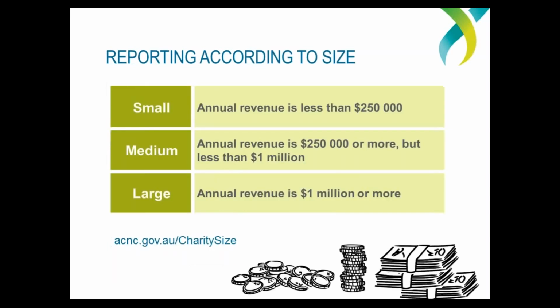As we mentioned, the number and types of questions in the financial section of the 2016 AIS vary depending on your size: small, medium or large. What is important to note is that the size of a charity is based on its annual revenue. As a reminder, small charities have an annual revenue of less than $250,000. Medium-sized charities are those with a revenue between $250,000 and $999,999, that's a mouthful, and large charities are those with an annual revenue of $1 million or more.